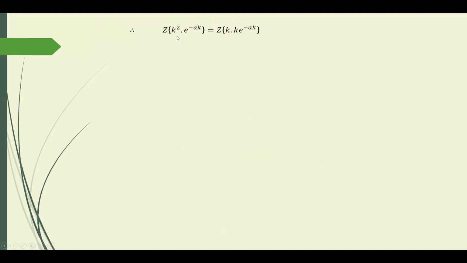Now find the z transform of k square e raised to minus ak, which is the z transform of k into k e raised to minus ak. Use the z transform property again, so it equals minus z into d by dz of the z transform of this function. We know the z transform of k e raised to minus ak is z e raised to minus a upon z minus e raised to minus a, bracket square, so we get minus z. Now e raised to minus a is a constant, so take it out of the derivative: d by dz of z upon z minus e raised to minus a, bracket square.